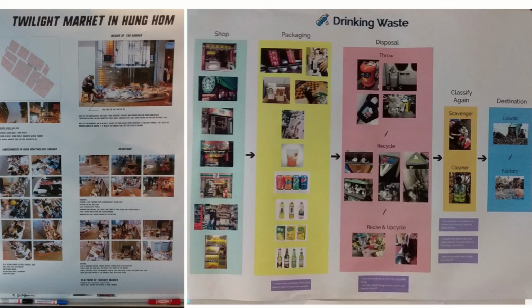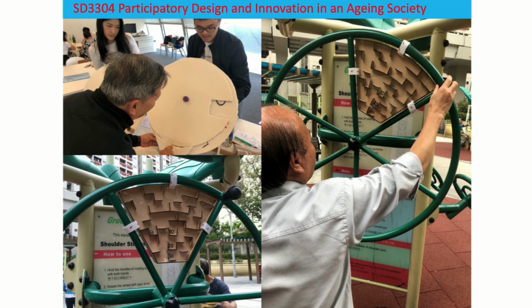Okay, if you have some concern, then you need to go out and find out the issues, and then you come back with some kind of ideas to resolve the concerns. So examples for another subject called Participatory Design and Innovation in an Aging Society. So we attempt to engage young people to work with elderly people so that we could come up with some kind of ideas of how to develop some design for elderly. So this is one of the examples that students try to make some design and try to test it in the park, local park, and then talk to the elderly users and see whether or not it works.